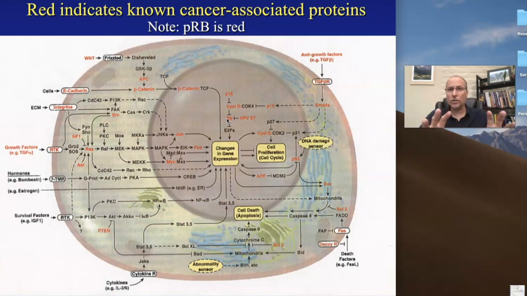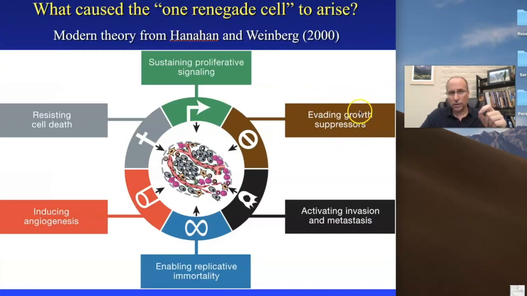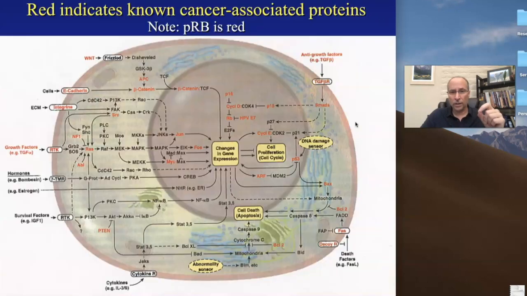Okay? Now things have changed in the last 20 years. But the point is, notice RB is red. RB is known to be associated with cancer. All right, so that's what I want to look at. RB, if I change this somehow, I can change it so that this signal is no longer functional. And that would be evading the growth suppressor. The growth suppressor signal no longer works. We evade it by doing something bad to RB.